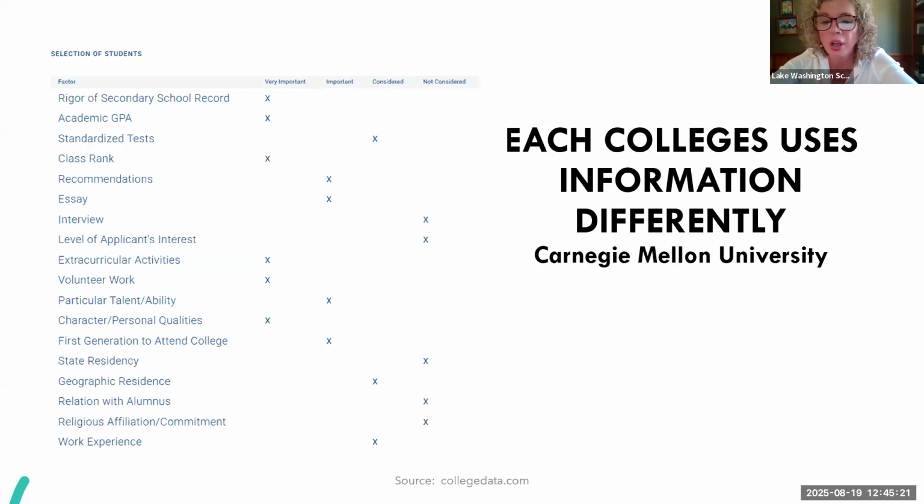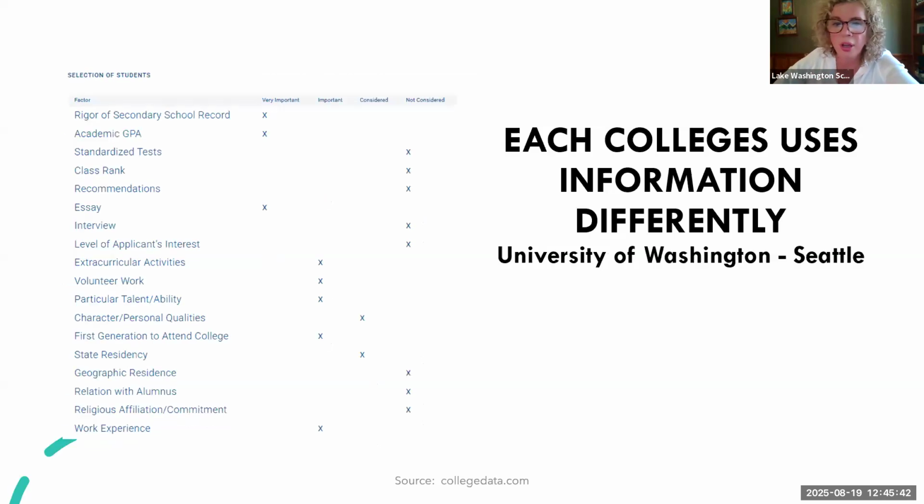And this is Carnegie Mellon, so you can see a wide variety, but the most important are rigor, GPA, and class rank. FYI, Lake Washington School District does not do class rank. You can just say NA. It's not held against you because it's out of your control. Then extracurricular, volunteer, character, personal qualities. And then we have the University of Washington, Seattle.